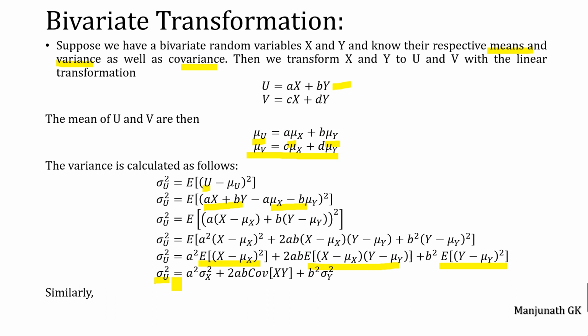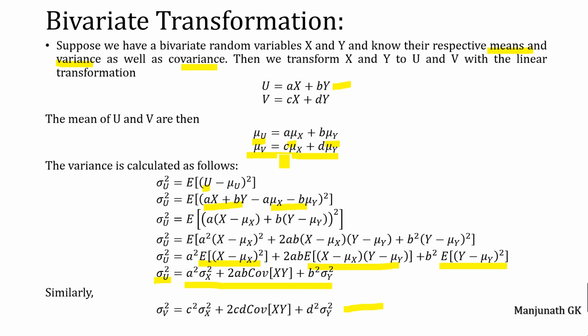Similarly, how to calculate a variance of v? Do the same procedure. Replace u by v, mu u by mu v. So do the simplification, we will get variance of v equals c square into variance of x plus 2 into cd covariance of xy plus d square into variance of y. So these two formulas are very important here.